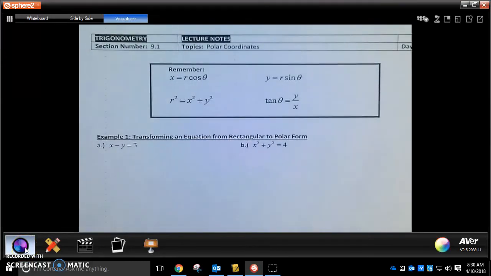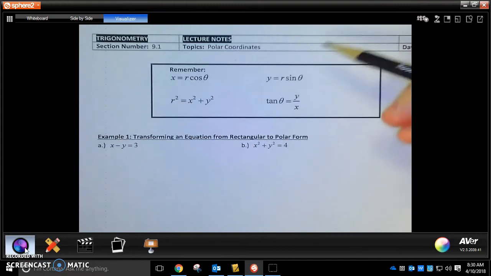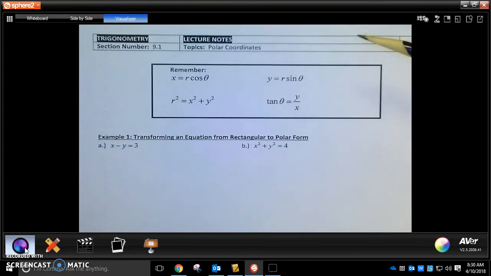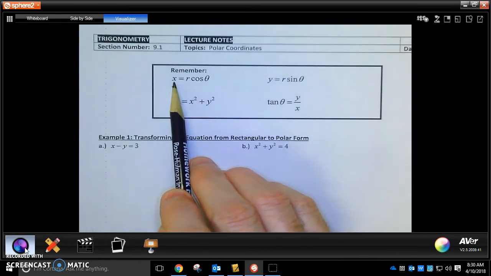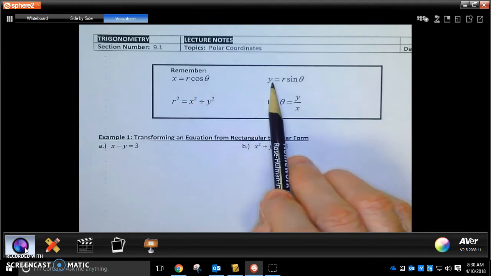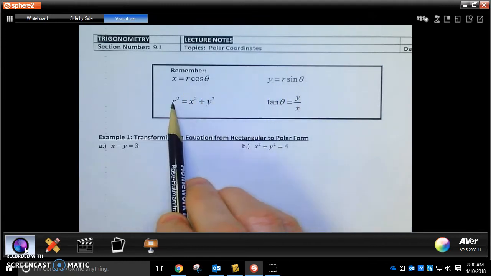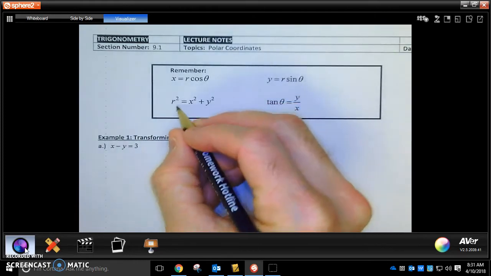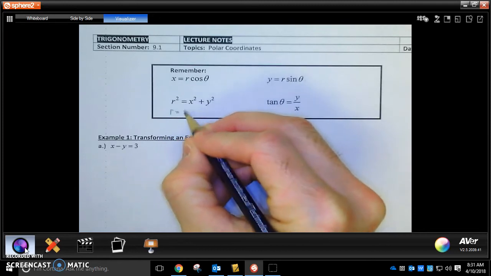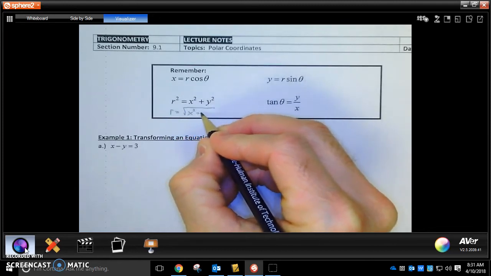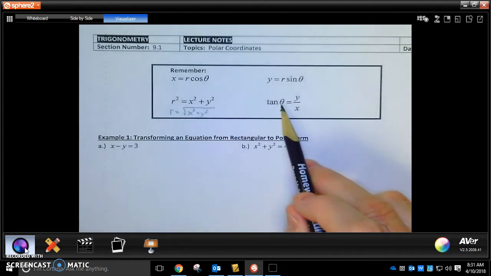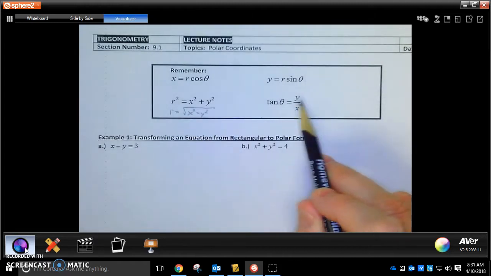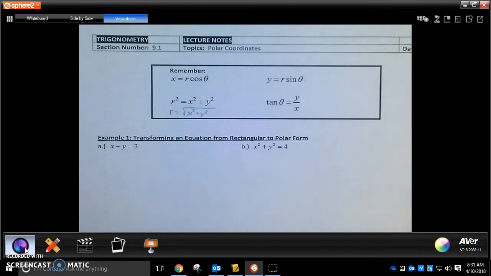All right. The other day we were introduced to polar coordinates, and you found that there was a connection between polar coordinates and rectangular coordinates. So your rectangular coordinates, you know that x equals r cosine theta and y equals r sine theta. The r is your radius, so you can find your r by using the Pythagorean theorem, which means that r would be the square root of x squared plus y squared. And you learn that theta can be found by taking the inverse tangent of y over x in most cases.